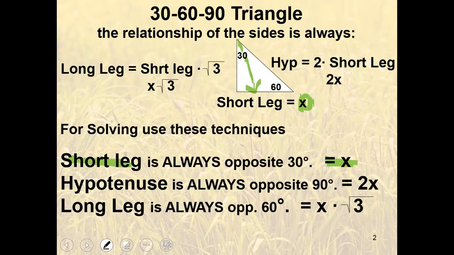Your hypotenuse, which is always across from the 90 degree angle, is always twice the short leg. So it's 2 times x. The hypotenuse is always 2 times x. So if you know your short leg, you can get to your hypotenuse by doubling it. If you know your hypotenuse, you can get to your short leg by dividing it in half. Now the long leg, this is the one that trips kiddos up most of the time. The long leg is your short leg times the square root of 3.